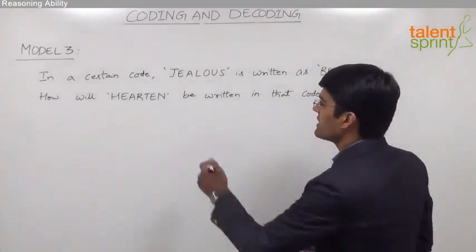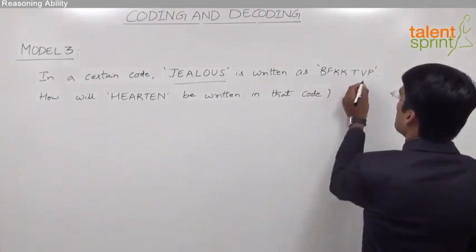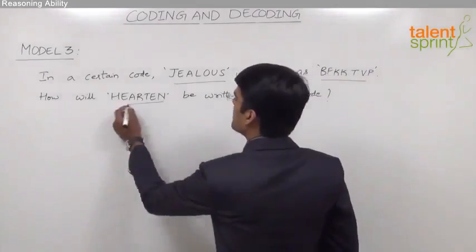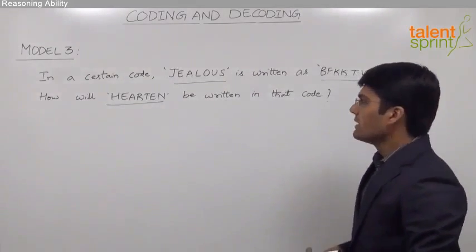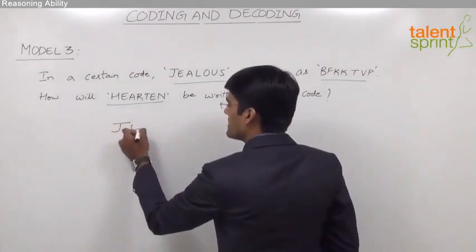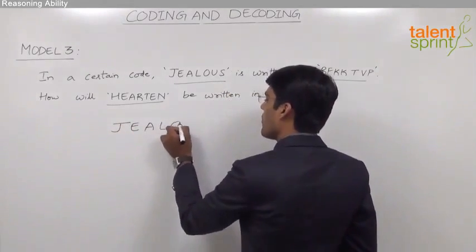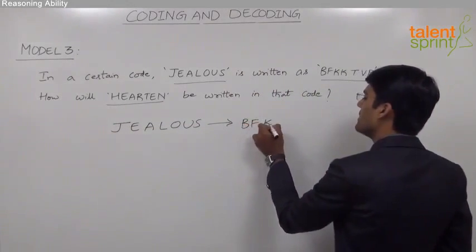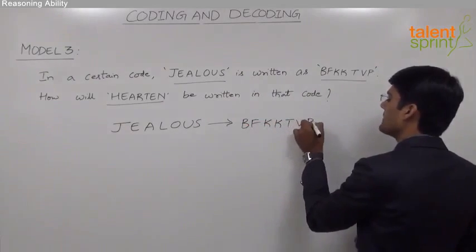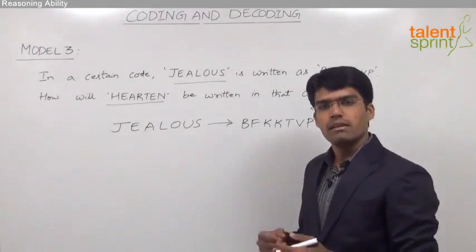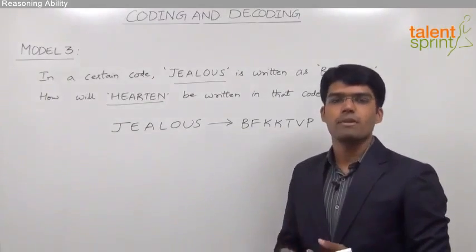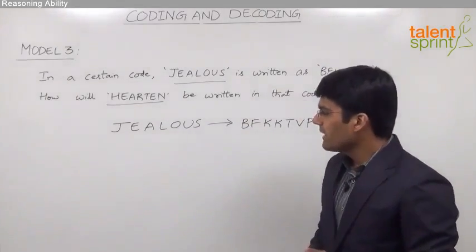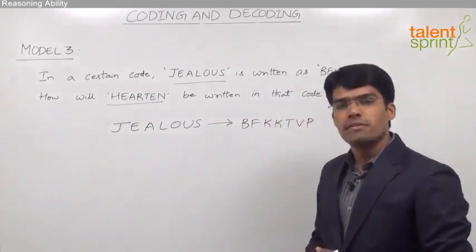In a certain code, JEALOUS is written as BFKKTVP. How will HEARTEN be written in that code? So the question here is the word JEALOUS is written as BFKKTVP. As I've already mentioned, here the coded form has been obtained by performing 2-3 different steps on the given word jealous. The first step is to divide the given word into different parts.